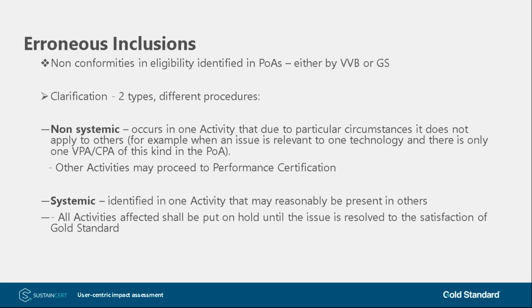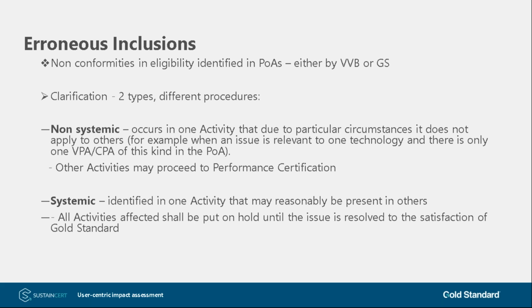Non-systemic erroneous inclusion occurs when one activity has been picked up with an erroneous inclusion and it doesn't apply to others. So for example, when one issue is relevant to one technology, there's only one of that technology within the POA. So all of the other activities can proceed to performance certification.